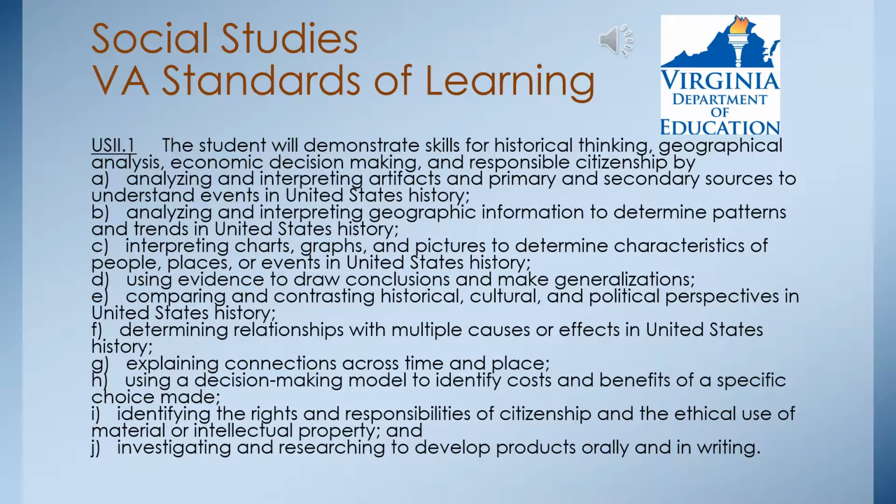C. interpreting charts, graphs, and pictures to determine characteristics of people, places, or events in United States history. D. using evidence to draw conclusions and make generalizations. E. comparing and contrasting historical, cultural, and political perspectives in the United States history. F. determining relationships with multiple causes or effects in United States history. G. explaining connections across time and place.